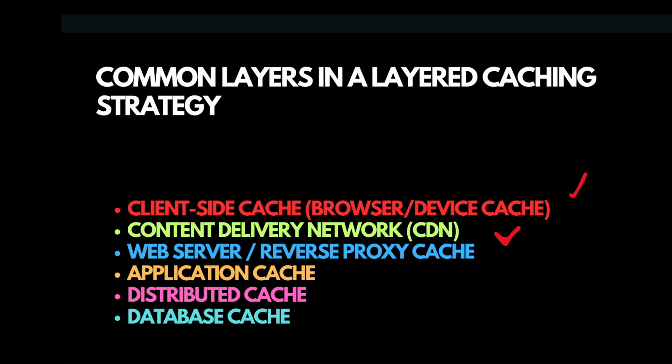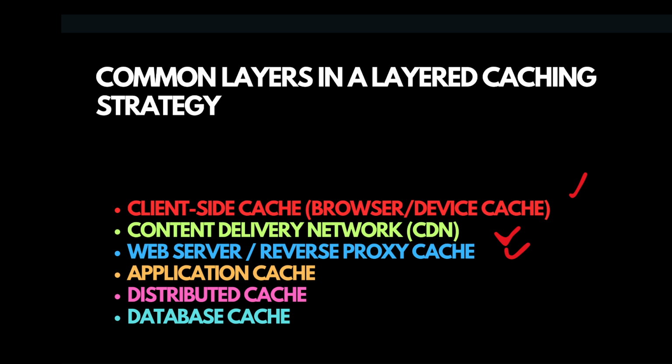Two, we have a content delivery network. What it caches is static assets, often static HTML pages, videos, and large files. Where it lives: edge servers globally, geographically closer to the user. Pros: dramatically reduces latency for global users, offloads the origin server massively, and offers DDoS protection. The cons of it is that it's primarily for static content, and invalidation can take time to propagate.